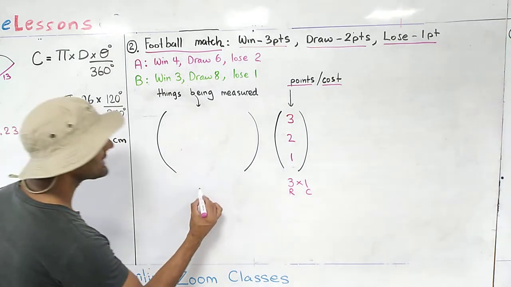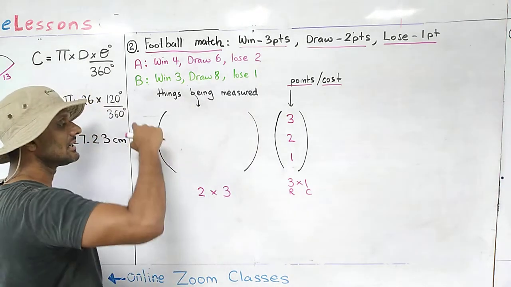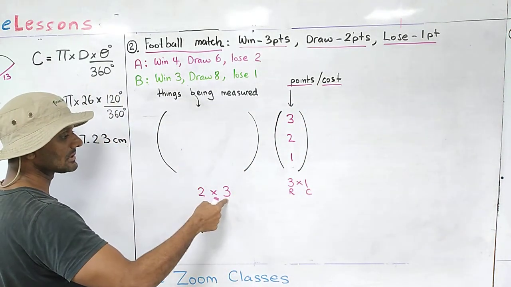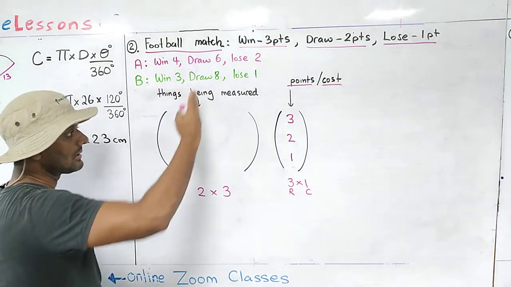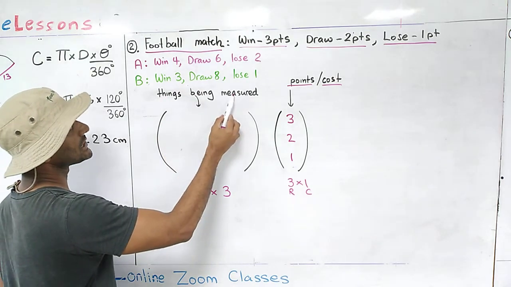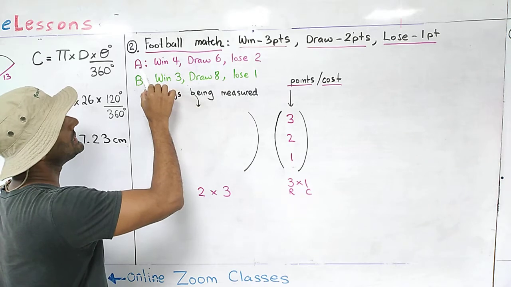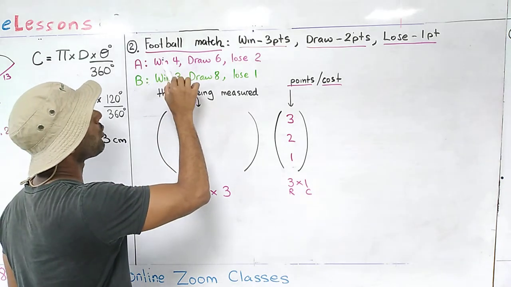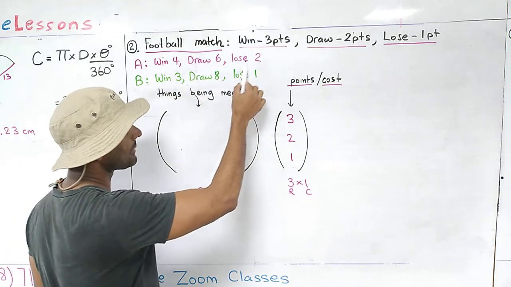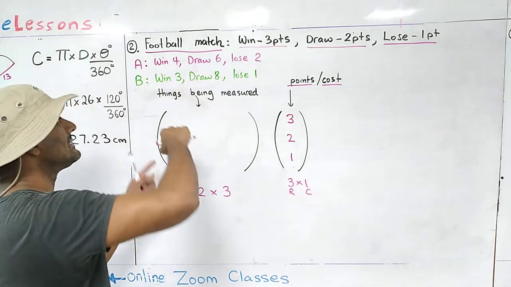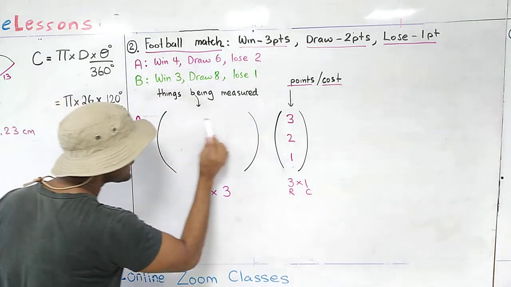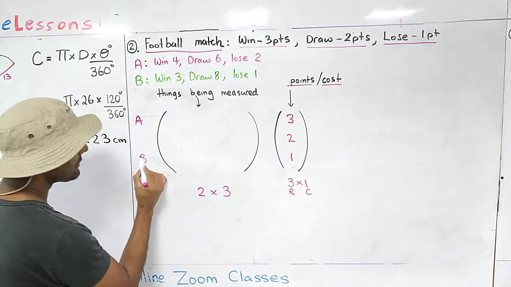Then he will tell you to write a 2x3 matrix. 2x3 matrix has 2 rows, 1, 2, and how many columns? 3. 1, 2, 3. These are the things being measured. Now you have team A and team B, and this is what they got. You are measuring the amount of wins, the amount of draws, the amount of losses. When you're writing this one, it goes horizontal. So you're going to write the information for A on top and the information for B underneath.